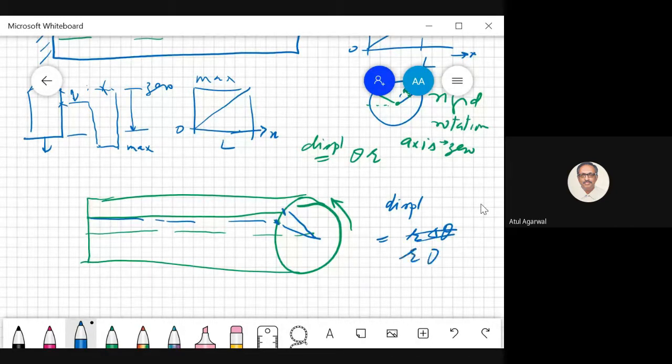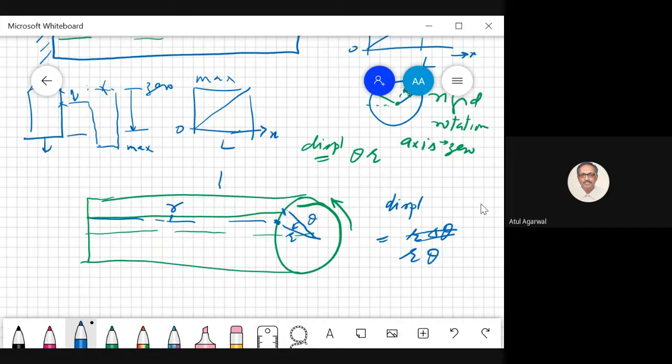Let's call it r theta. If this rotation is theta, so this movement will be r theta. R is the distance of this point from the center. So what is this angle then? If you call this angle gamma, what will be this angle?